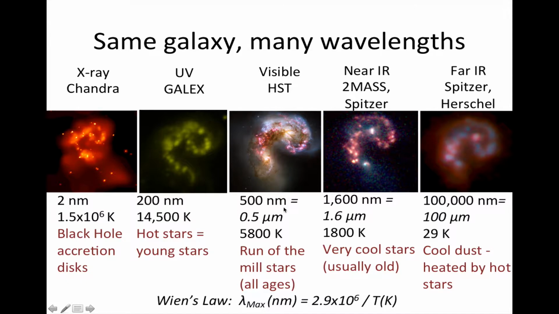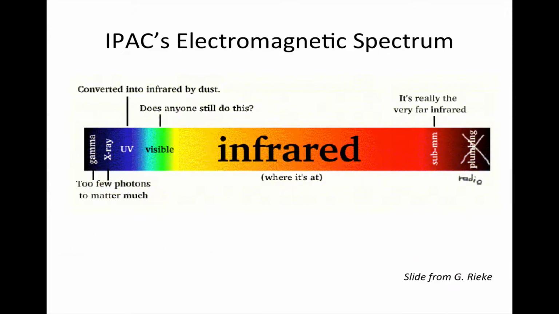In the optical, the wavelengths are about 500 nanometers or half a micron. Temperatures of things that we're looking at are maybe 6,000 Kelvin, and those are run-of-the-mill stars like our sun, but at all ages. In the near infrared, we're looking at wavelengths that are 1,600 nanometers, or about 1.6 microns. Things that are about 2,000 Kelvin, those tend to be very cool stars, which are usually the old stars. In the far infrared, the wavelengths are 100,000 nanometers, or 100 microns. We're looking at things that are maybe 30 Kelvin. We're looking at cool dust that's heated by the hot stars.